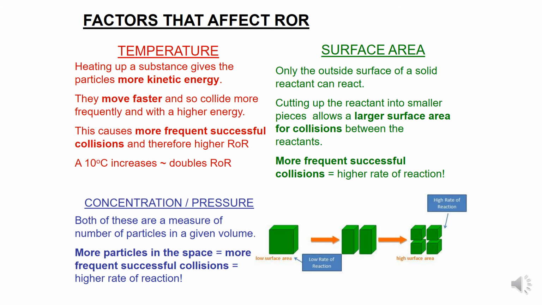I've got a little bit of a diagram here just showing that. We have a low surface area on the left-hand side because we have this large lump. And if we take the same mass and cut it in half, we're opening up the inside of that block. So we've got these two extra surfaces that are able to react. And on the right-hand side, we've cut them in half again. And so we've got this extra inside surface that the other particles can react with.